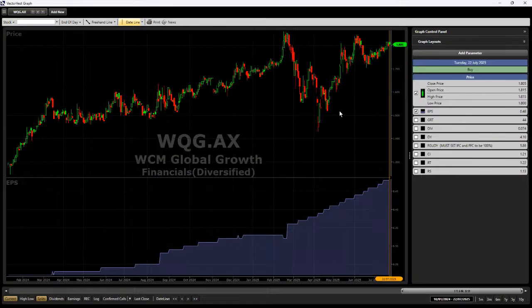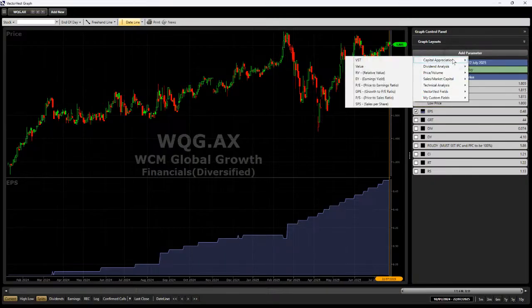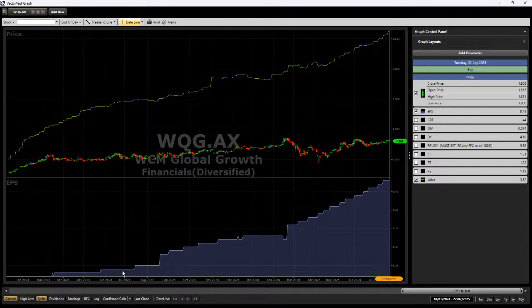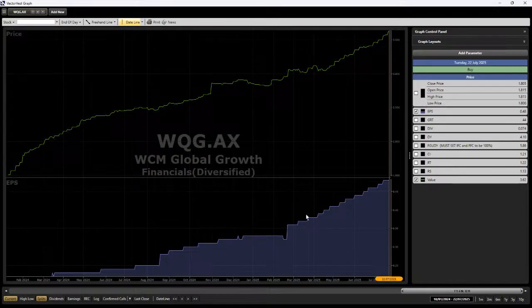It's not always in perfect correlation because there are market cycles, but you can bet your bottom dollar companies that are growing their earnings are going to be companies that are growing their share prices. Here's a classic correlation: rising earnings, rising share price. If I then put in the valuation, the value of this company, let's turn off the share price for now. As earnings go up, valuation goes up.